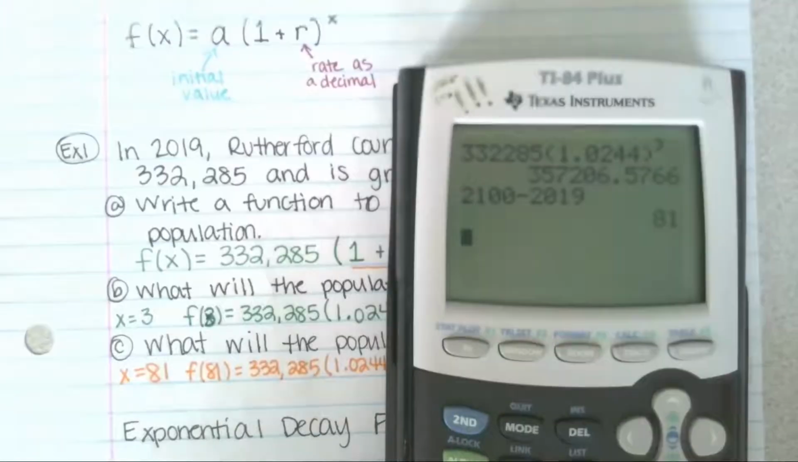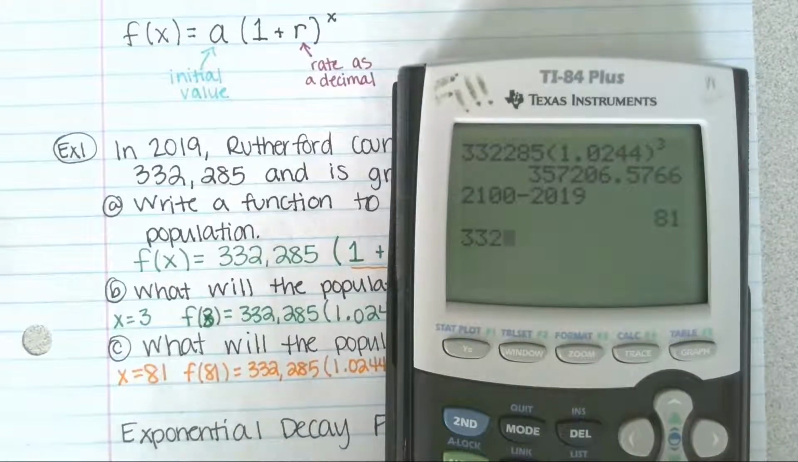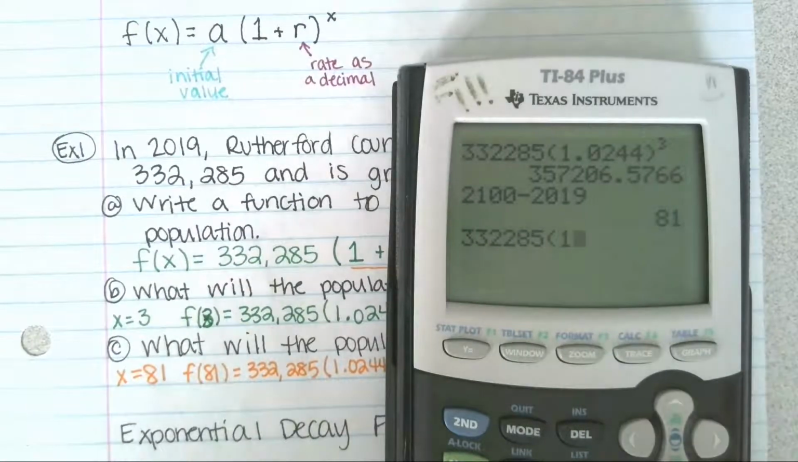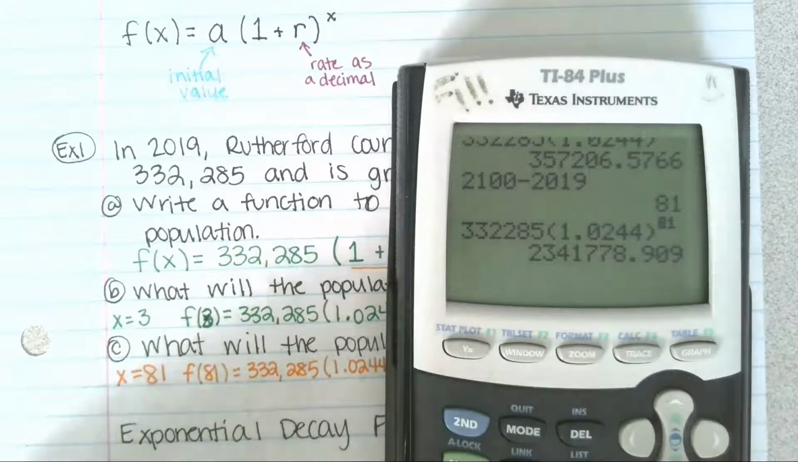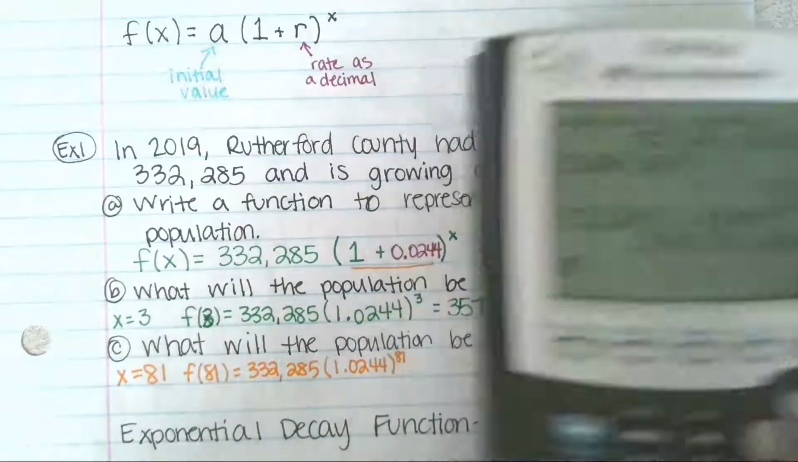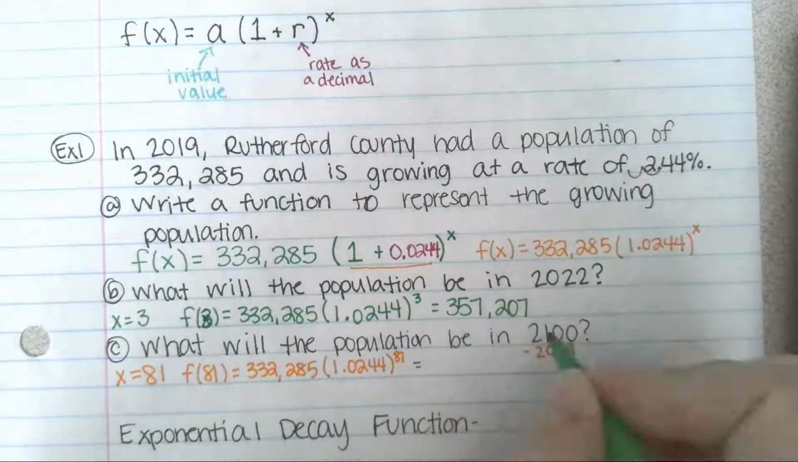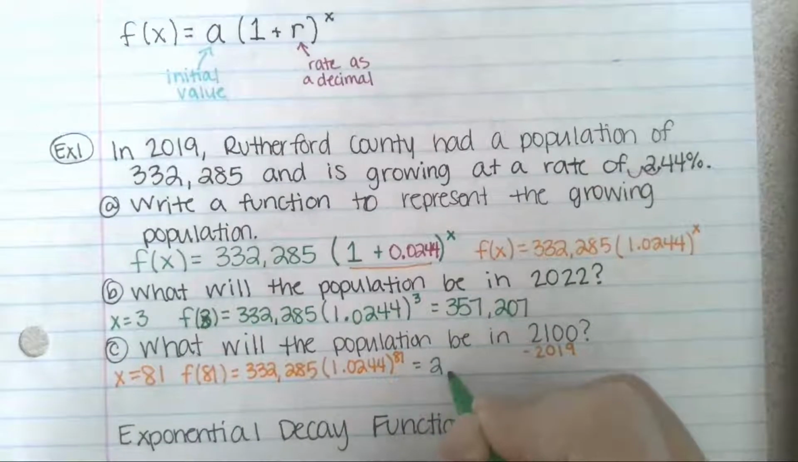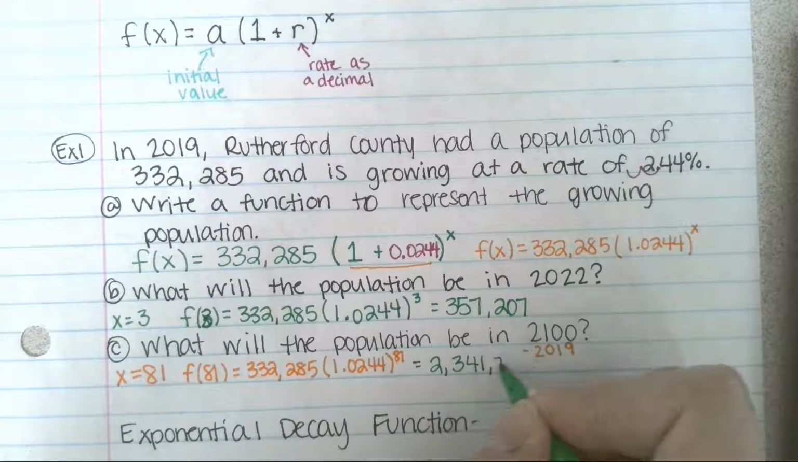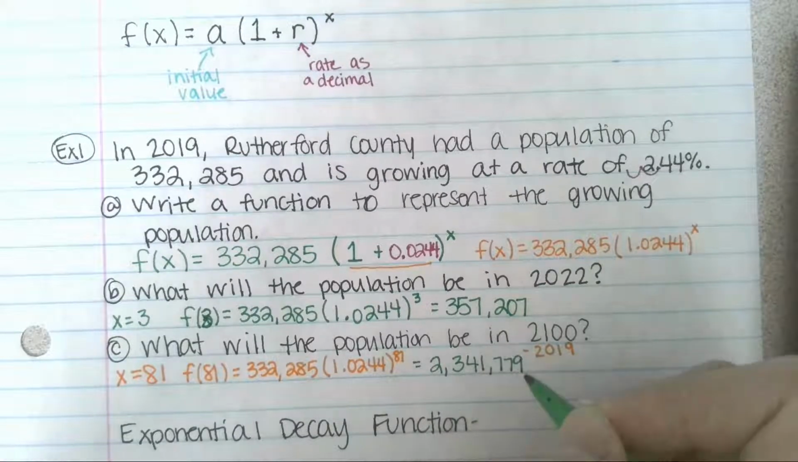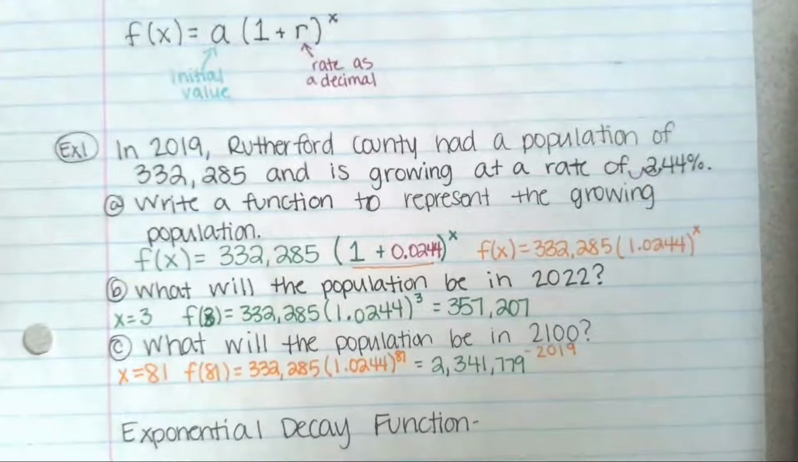So now I'm going to plug that in, exactly the same. 332,285 parentheses 1.0244 raised to the 81st. That's big. So my answer is, in the year 2100, there will be approximately 2,341,779 people living in Rutherford County.